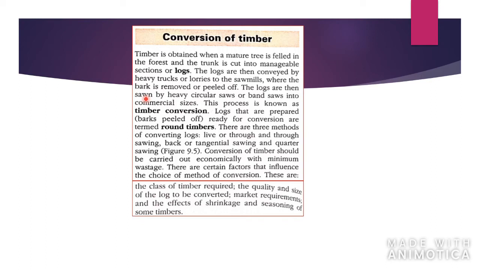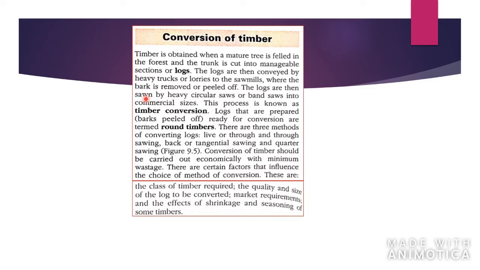There are three methods of conversion. You have live sawing, through and through, and bark or tangential sawing. So I'll show you the different ones. This one is live sawing, which goes straight through the wood. And this one is bark sawing, where you actually go around the wood. This one you just cut straight through, you run it through the saw, and the saw is vertical or horizontal, and you just cut. This one over here is different, where you cut, you rotate the wood, you cut, you rotate the wood.